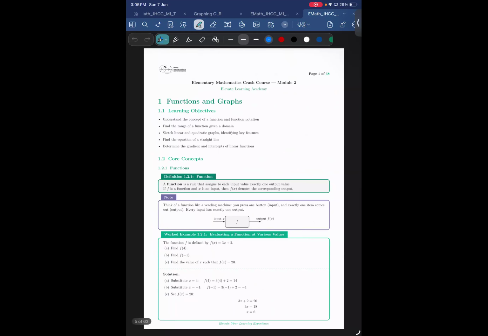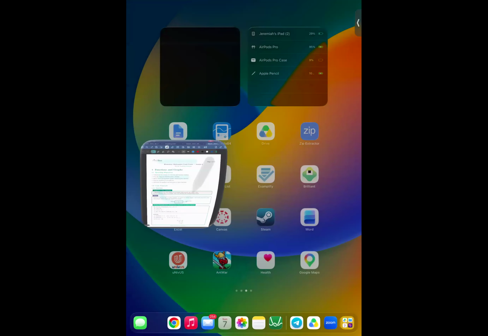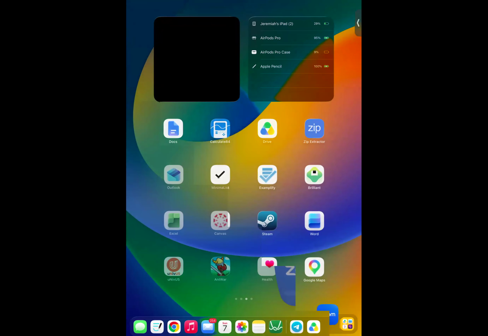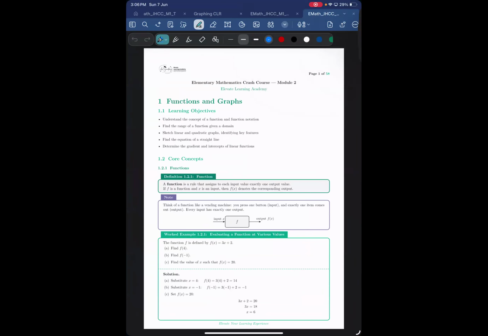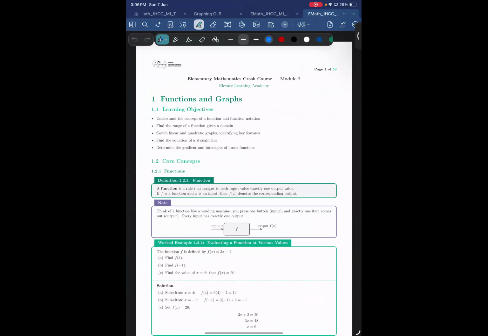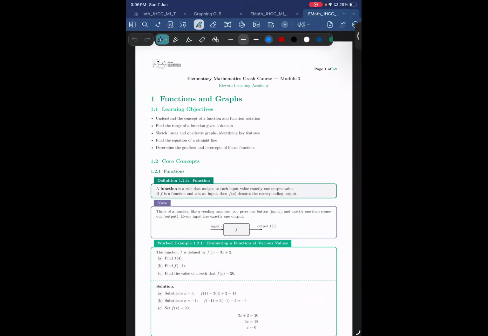Okay, so yes, join it. Okay, yeah, we'll just begin first. Okay, so let's begin. Okay, so functions and graphs. Okay, so our objectives. Okay, understand the concept of a function and how do you write a function. Okay, find the range of a function given a domain. Okay, so range is basically your y values and domain is your x values.